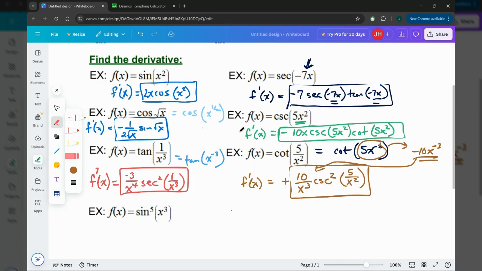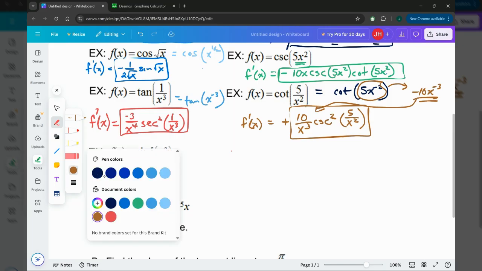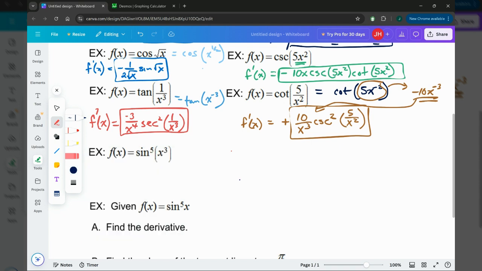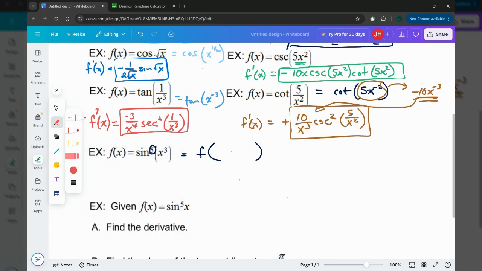Now this next one, I like to call it a triple function chain rule. Why? Because really what we've got here, we've got 3 functions. The outside function is the 5th power. That would be like your f of x. The next function going inward would be sine of x. So that would be like your g of x. And then the very inside function is going to be x cubed. That would be like your h of x. So this is like a triple function chain rule.